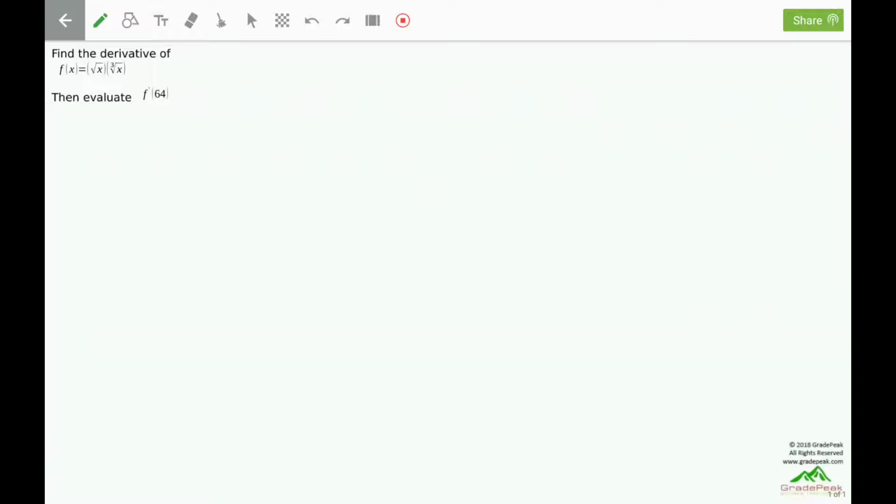Find the derivative of f of x equals the square root of x times the cubed root of x. Then evaluate f prime of 64. So f of x is made up of two functions multiplying each other. Instead of using the product rule, we can physically multiply these functions.